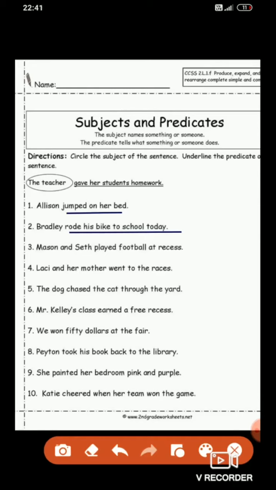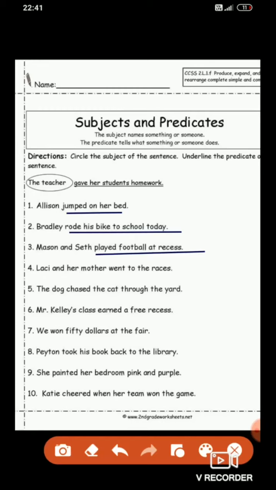Mason and Seth played football at recess. So, Mason and Seth, these are the nouns, the naming part, and played football at recess is a predicate. Who played football at recess? Mason and Seth. You will get the subject as an answer. Clear, students? I am underlining the predicate, and the part which is not underlined will be the subject.